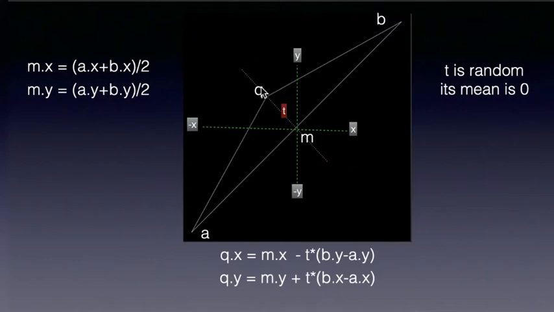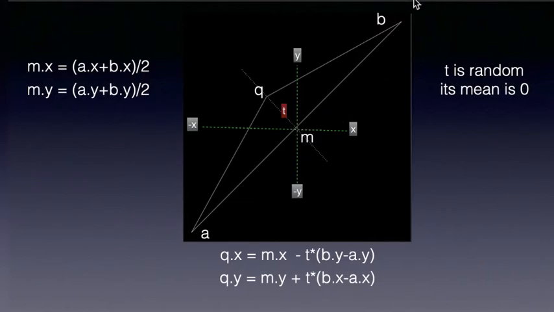Now you can calculate Q, because you need to know that for the two recursions, based on T times the difference, let's take for X, the difference between the Y components. So in other words, if there is no difference in the Y component between A and B, in other words, if it was laying on the axis, then this would be 0, and you wouldn't have any change in the X component. The Q would be the same as M.